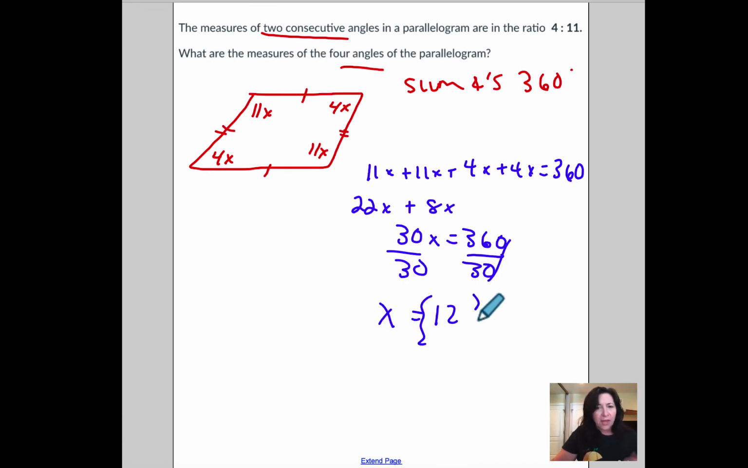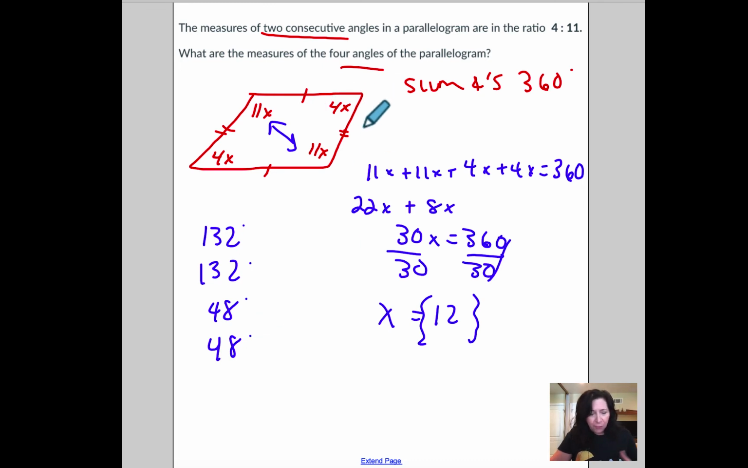So now we have 12. Again, not the answer because they didn't ask for x. They asked for the measures of the angles. And so we are going to plug in all the angles. Well, actually, we're just going to multiply. 11 times 12 is 132. So we know that we have 132 degrees, 132 degrees. Those are these two here. And then we have 4 times 12, which is 48 degrees, and then 48 degrees again for the 4. And then, you can always go 48 times 2, we know that's 96. These two are 96. And just to make sure, 132 and 132 for these two is 264.